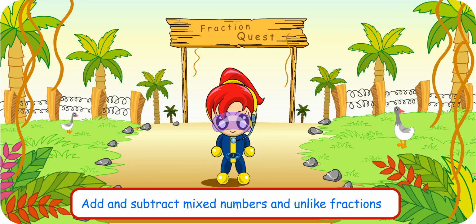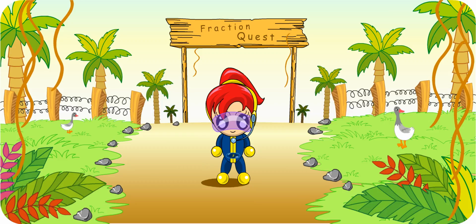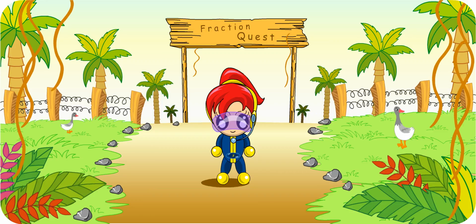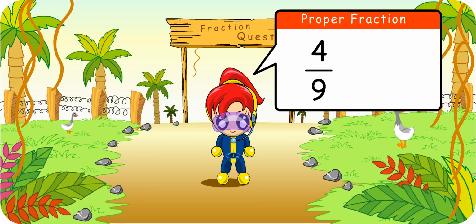Hi Turbo Girl, let's see if you still can remember what you have learned about fractions. Can you tell me what proper fractions are? Of course, proper fractions are fractions where the numerator is smaller than the denominator. For example, 4 over 9, where 4 is smaller than 9.